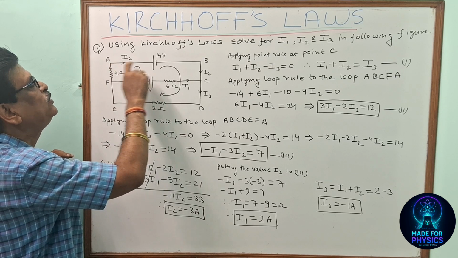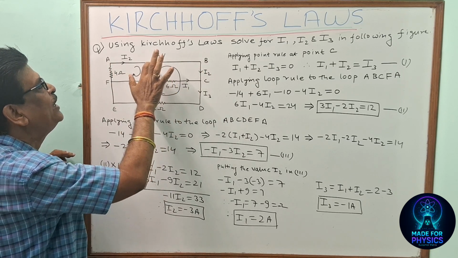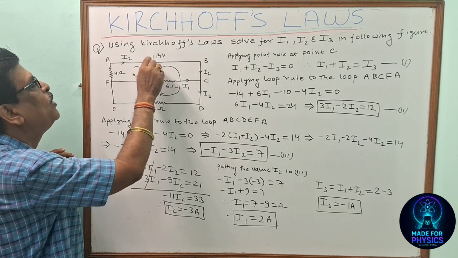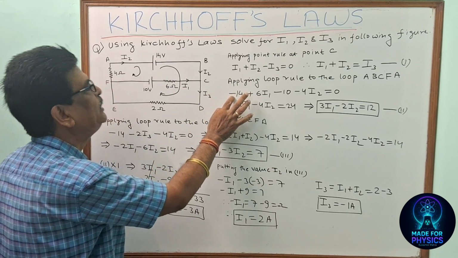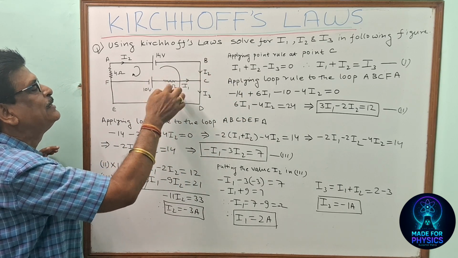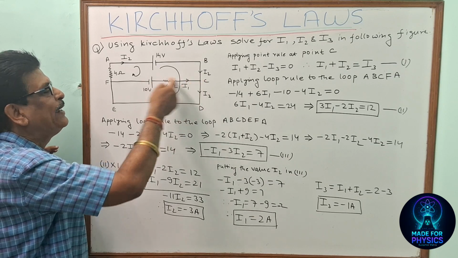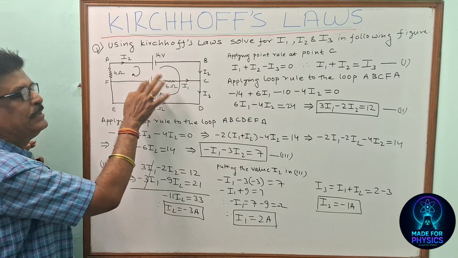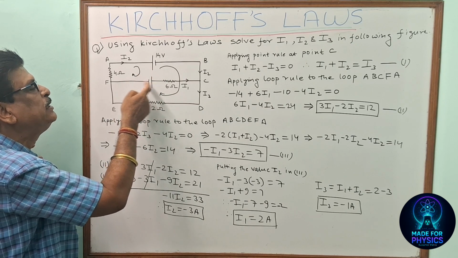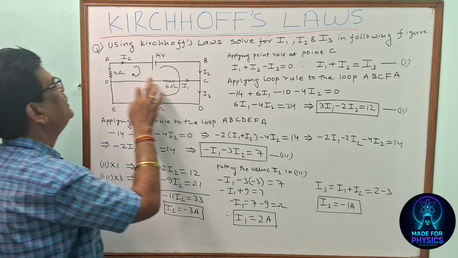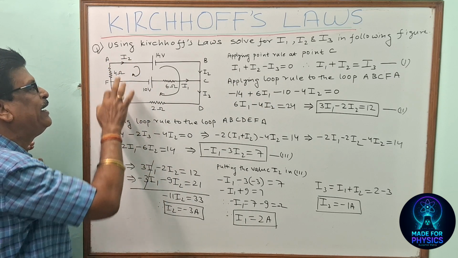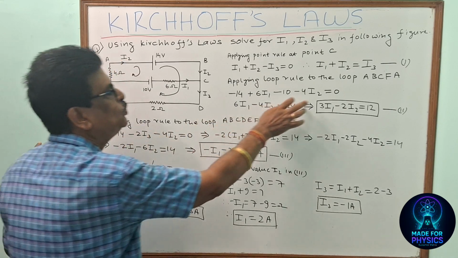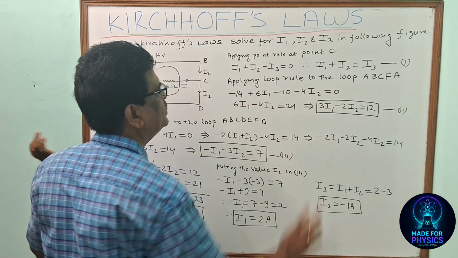We are going from A to B. So as you go from A to B, you encounter the first element, that is the cell which is of 14 ampere, moving from positive to negative and therefore minus 14. Next, you encounter this 6 ohm resistor. You are moving against the direction of the current, therefore 6I1. Third element is the cell. We are moving from positive to negative, therefore minus 10. Next, we have this 4 ohm resistor. Again, we are moving along the direction of the current, so it is minus 4I2. Back to the same point is equal to 0.